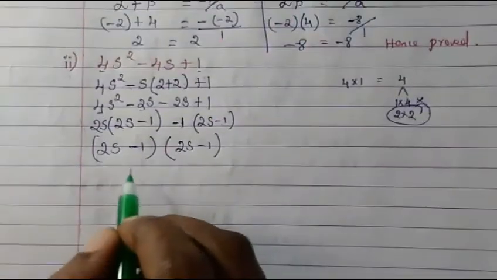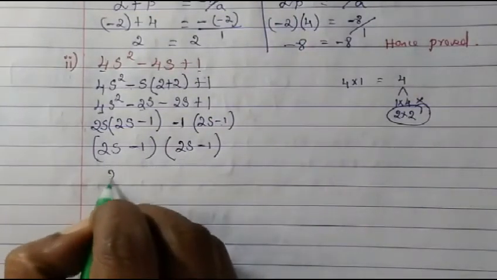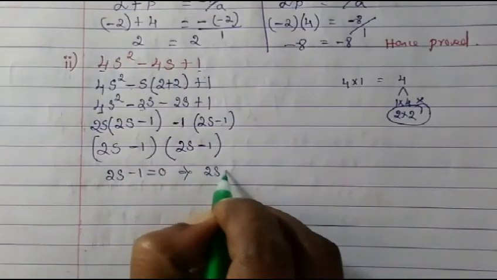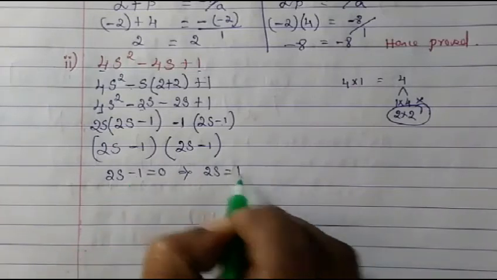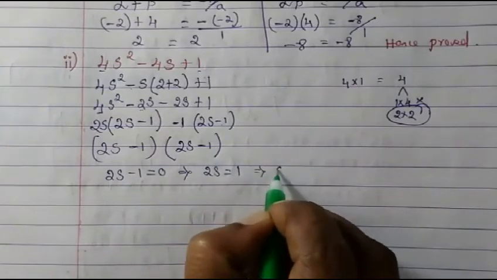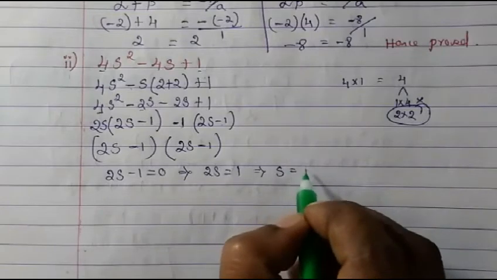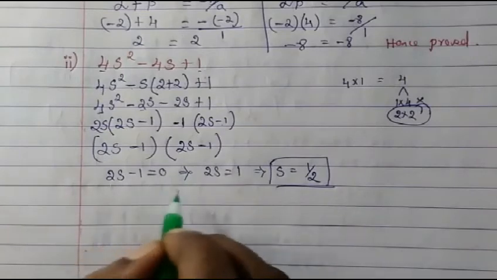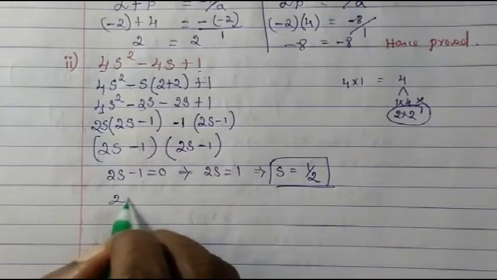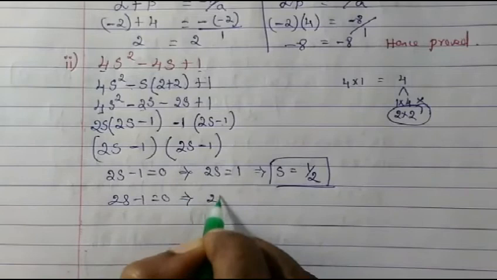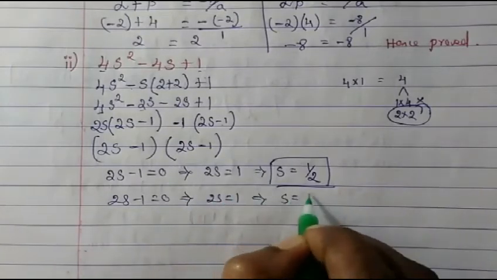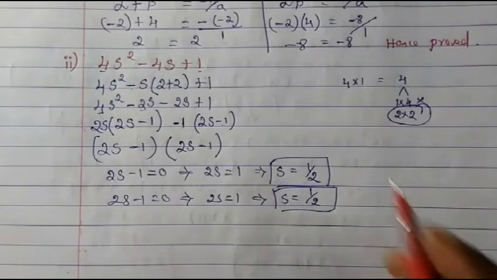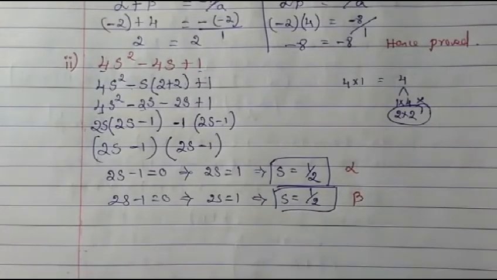So let's quickly find out the value of it. 2s minus 1 equal to 0. So that means 2s equal to minus 1 will become plus 1. Then s equal to 1 upon 2, as 2 comes to this side. Same way this also we will get the same. So we'll get 1 upon 2. So one we consider as alpha, another we consider as beta.